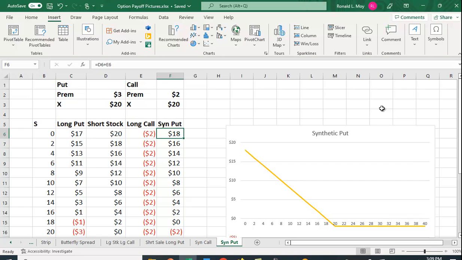You can compare the put option to the short sale on the stock. You can look at the call option with the short sale on the stock to get an understanding of how the synthetic put will look. So it's a great way to gain a better understanding of a synthetic put and other kinds of payoff strategies for options.